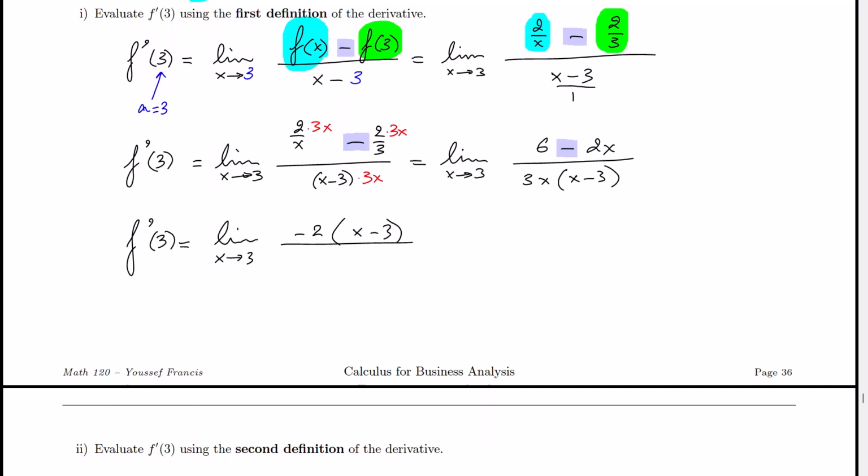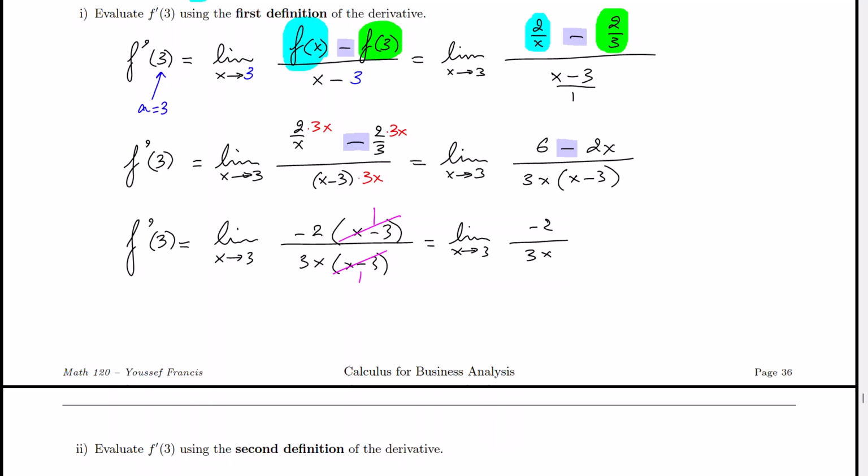To double check it, you could just FOIL it out, and let's confirm. When I multiply negative 2 times x, I get negative 2x, perfect. And I multiply the negative 2 with the negative 3, I get the 6 that was already there, so that's perfect. So that's the factored version of the numerator, and we're doing all this because now we can finally get rid of the x minus 3's. And we're left with the limit as x approaches 3 of negative 2 on top and 3x on the bottom.